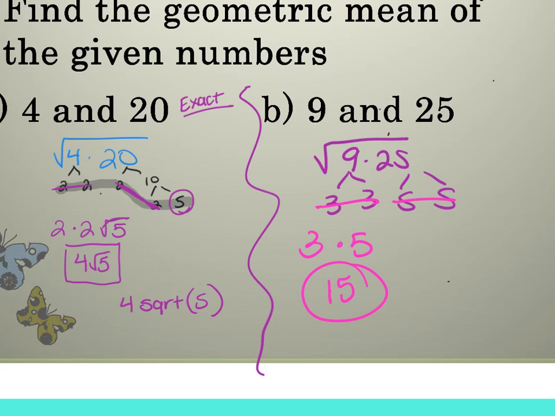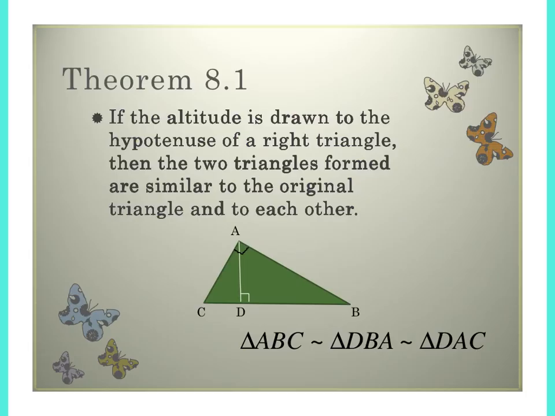So sometimes they're going to be perfect squares, and sometimes they won't. You always want to keep them exact. You don't want to use a calculator to round these at all. Good so far? Yeah, okay.